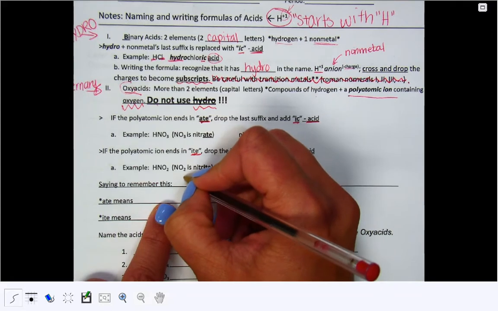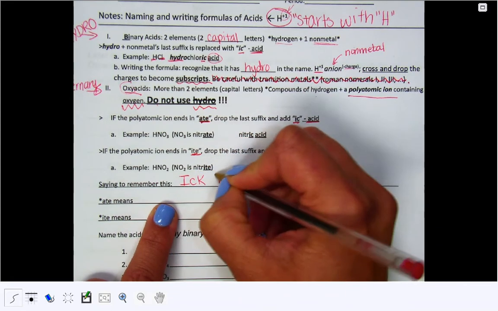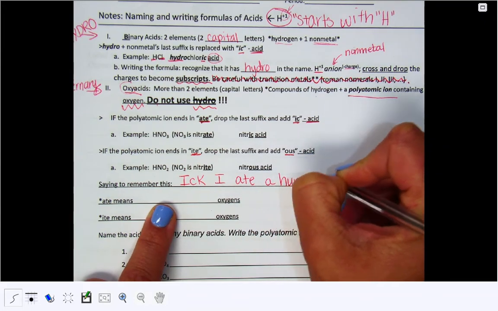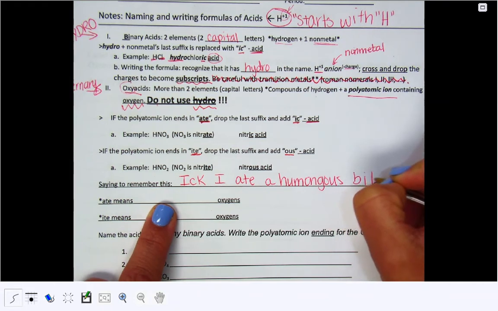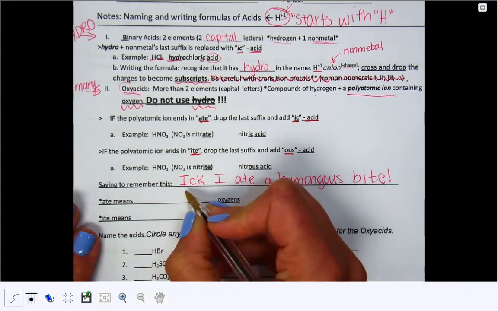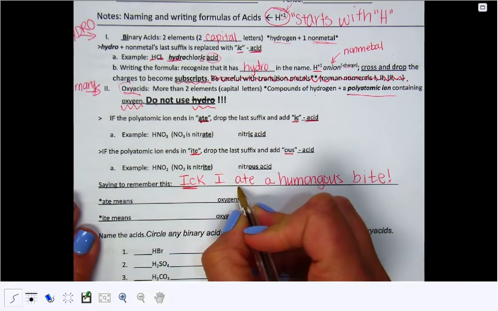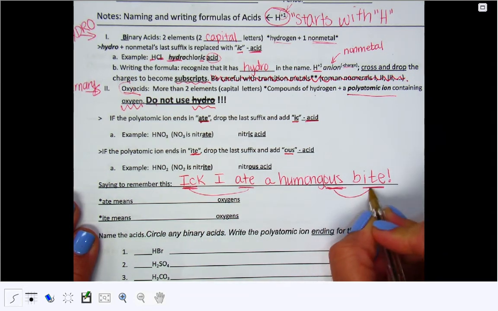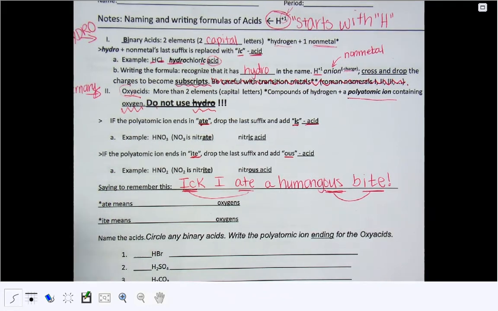Go ahead and write this statement on your paper. Ic, I ate a humongous bite. This little saying will help you line up in your head: ic goes with ate. Ous goes with ite. I'm going to give you a second to finish writing that one up.